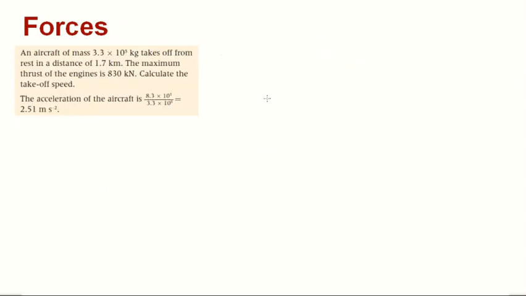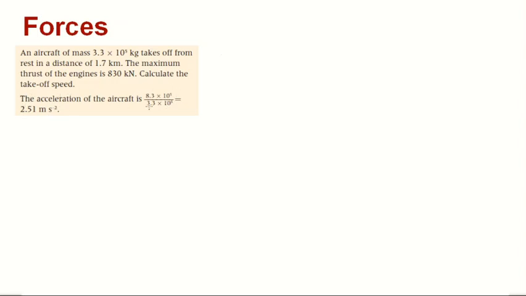Alright, so another example here, very simple one. An aircraft of mass 3.3 times 10 to the power 5 kilograms takes off from rest in a distance of 1.7 kilometers. The maximum thrust of the engines is 830 kilonewtons. Calculate the takeoff speed. So now we know the mass, we know the distance, we know the force, and we want to find out the takeoff speed.